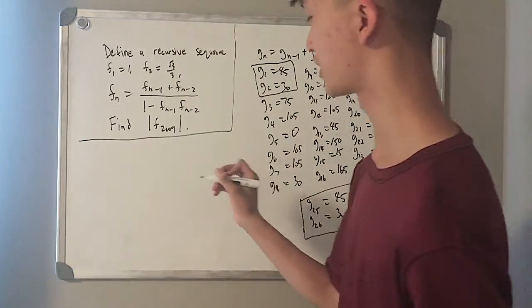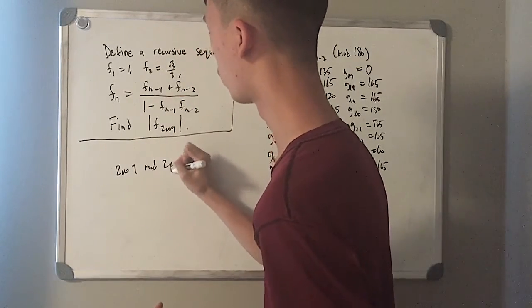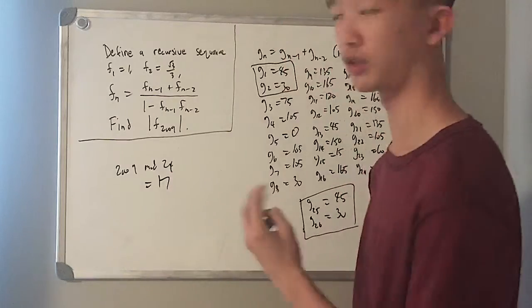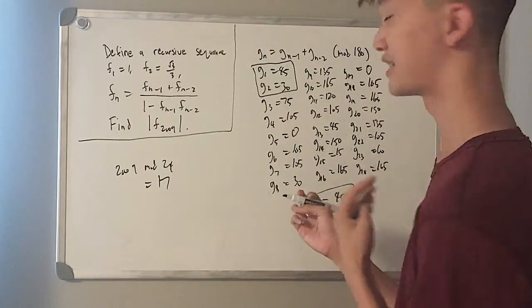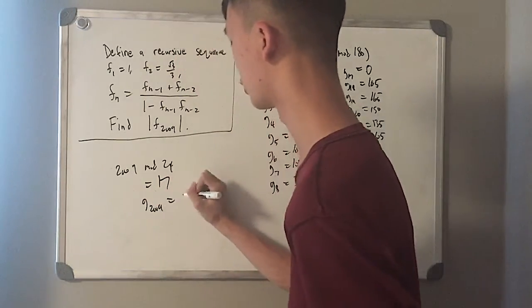And so now we take 2009 mod 24. So 2009 mod 24 is then equal to 17. You can test this by doing some long division. And since g17 is equal to 0, we now know that g2009 is equal to 0.